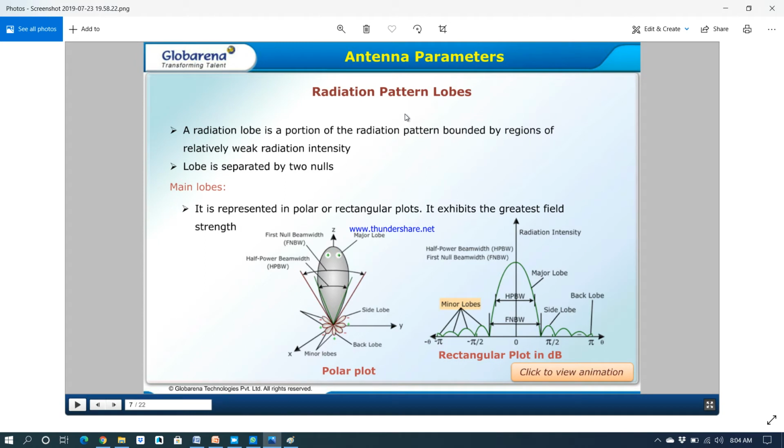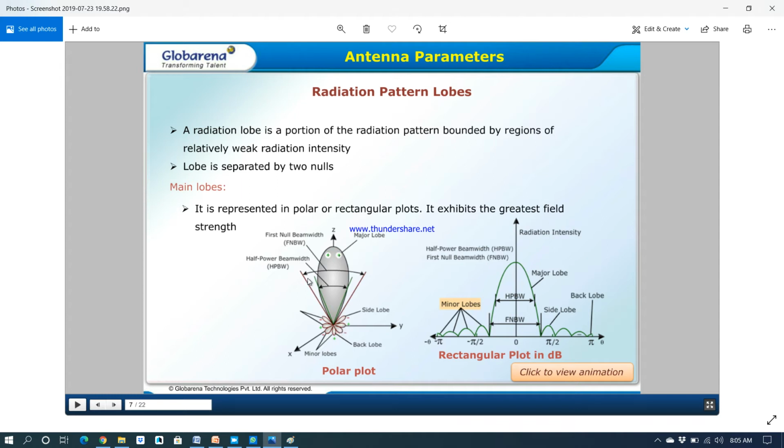So here, radiation pattern lobes. A radiation lobe is a portion of the radiation pattern bounded by regions of relatively weak radiation intensity. Of course, you discuss these things. You please listen to my words. So listen. This is the main lobe, that is a major lobe, and these things are side lobes, back lobe, minor lobes, right?